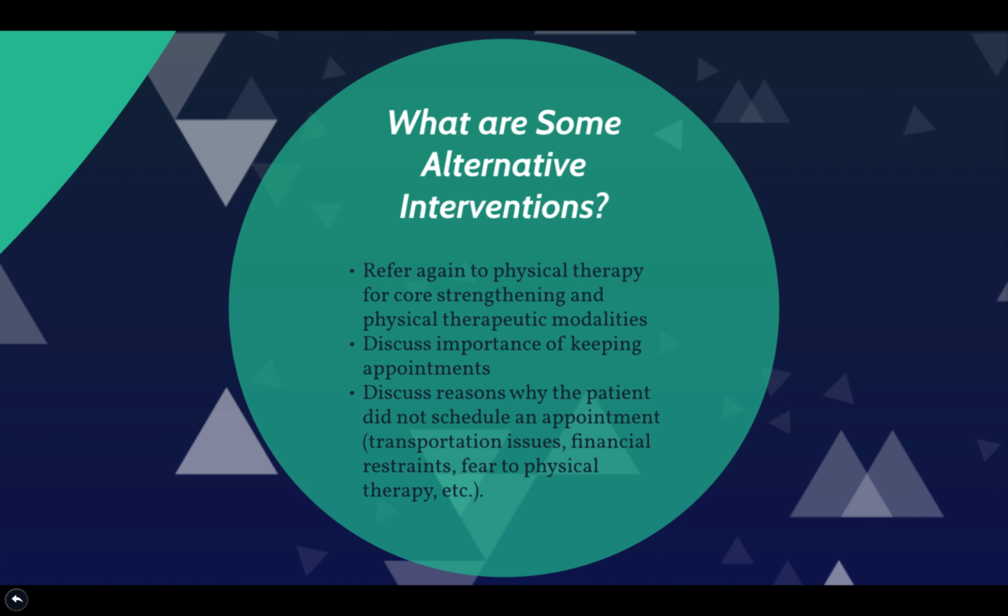We can also discuss the reasons why he did not schedule an appointment to see the physical therapist initially. And if he has transportation issues, financial issues, whatever they may be, that way we can help him get to that physical therapy to maybe help him get off gabapentin.